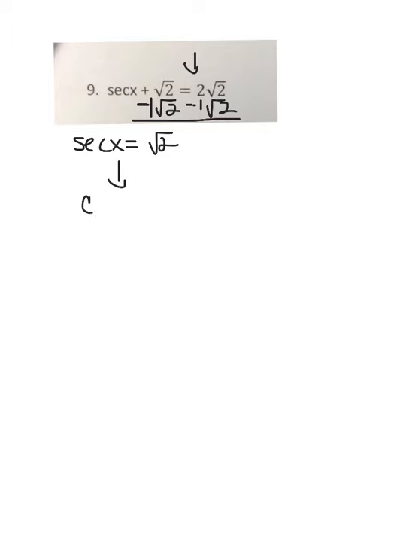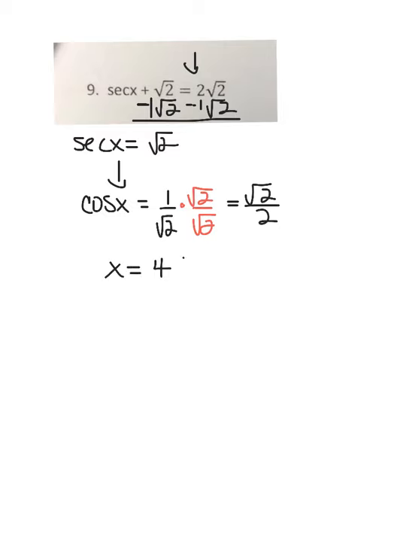which then means that the cosine is the reciprocal of that, which is 1 over radical 2. Now, we can't have a radical in the denominator, so remember we need to rationalize that. So we're going to multiply both the numerator and the denominator by radical 2, and that's going to give us radical 2 over 2. Okay, now the angle would be 45 degrees, right?